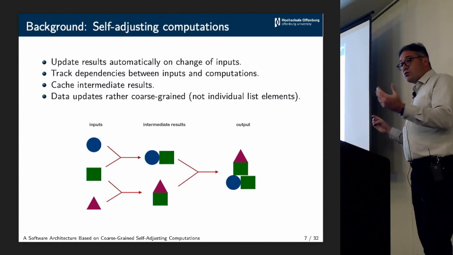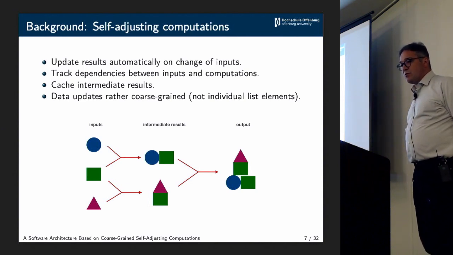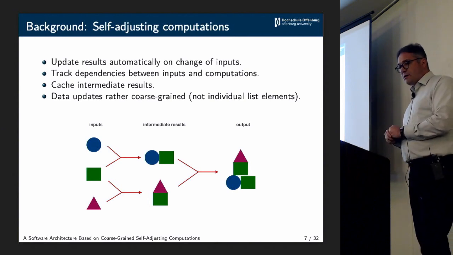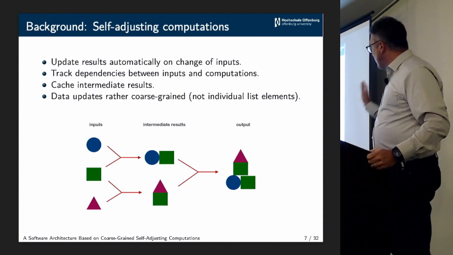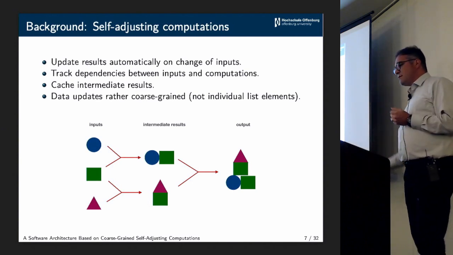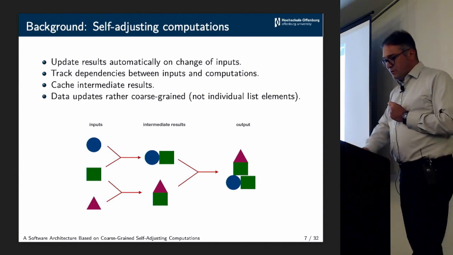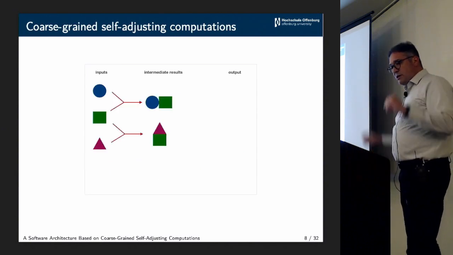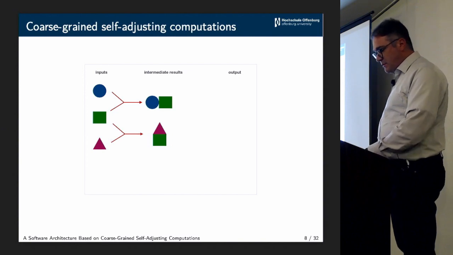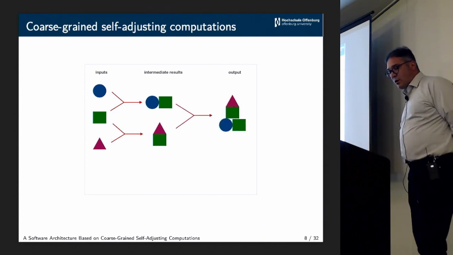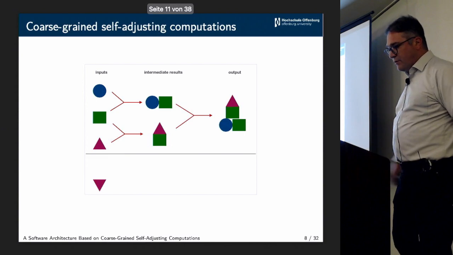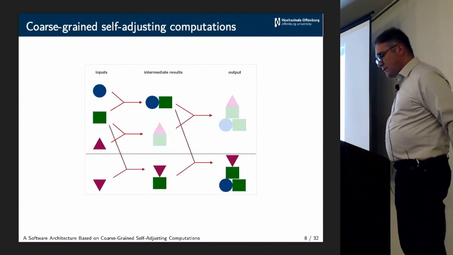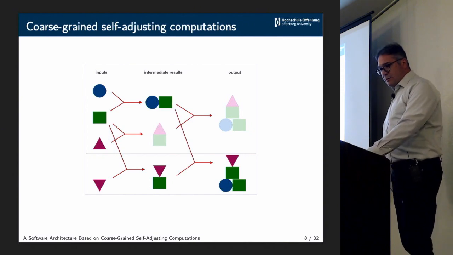In the research literature on self-adjusting computations, the updates are rather fine-grained, so individual list elements. For our approach, you will see that data updates are much more coarse-grained. Here's a quick example. If you have these three inputs, then you could somehow accumulate them, produce some intermediate results, and from that an output. And if one of the inputs changes, then you only recompute the relevant parts. Well, I think that's pretty much it.